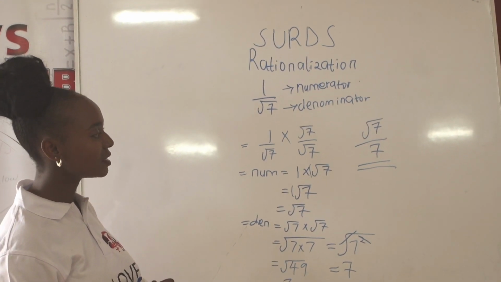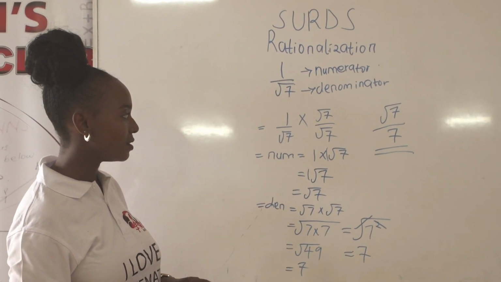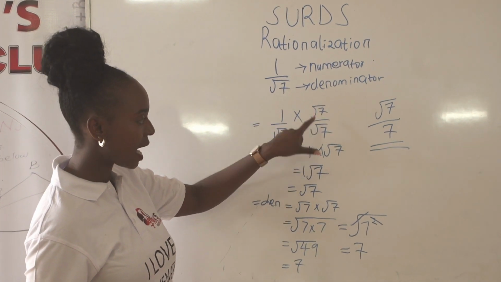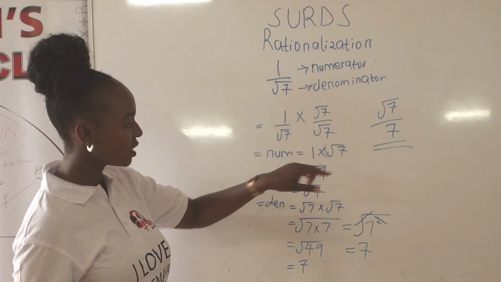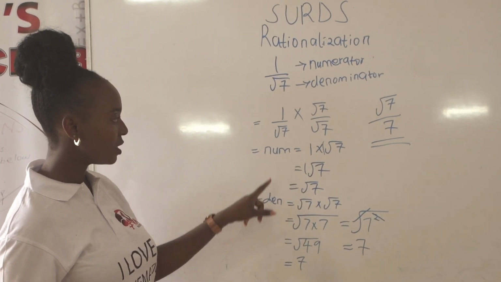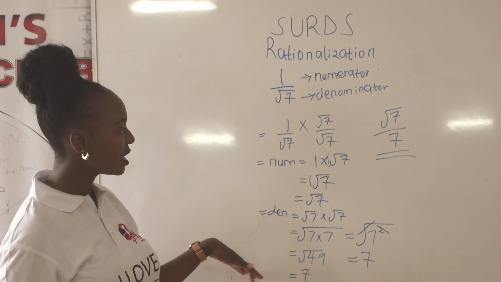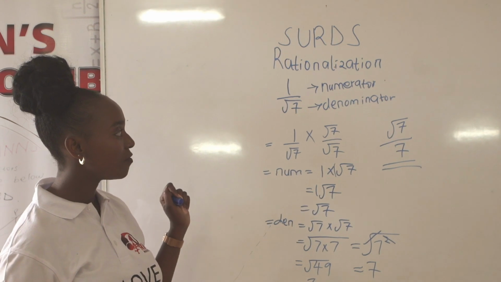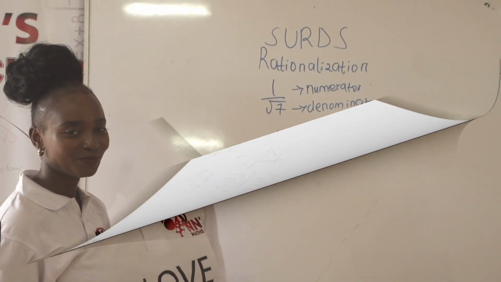So this is the first section when it comes to rationalization of surds. Like I said, you take the denominator, multiply it on both sides. Then you take the numerator, multiply 1 times root of 7, you get root of 7, denominator root of 7 times root of 7, and you get your answer as 7, and this becomes your solution. So let me get you further into rationalization of surds.